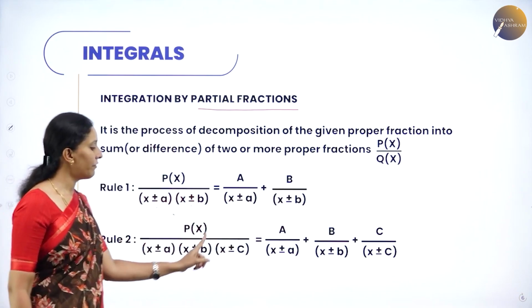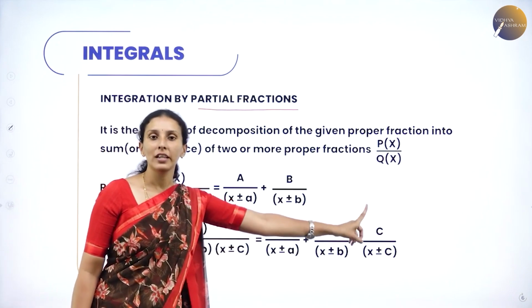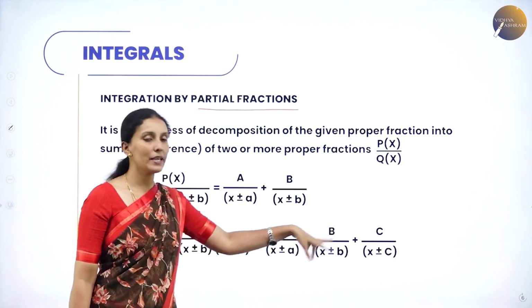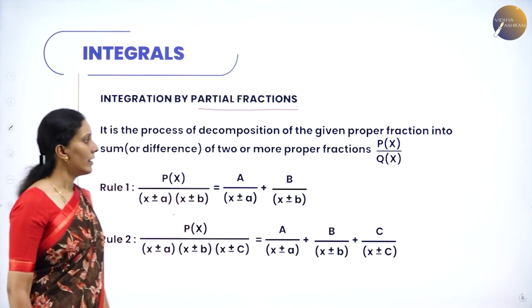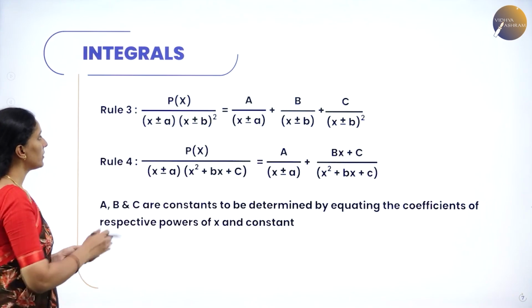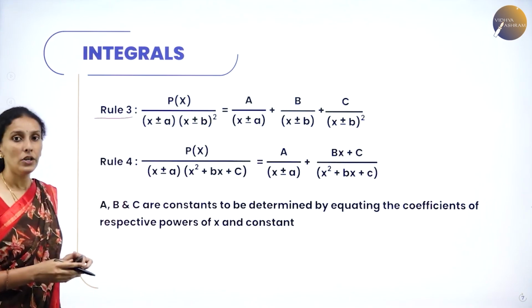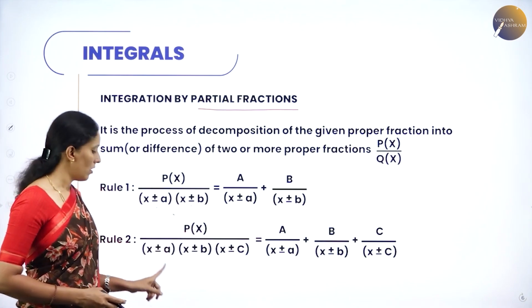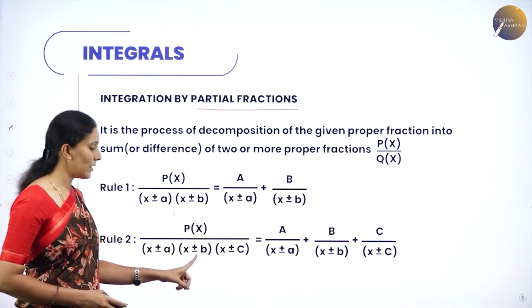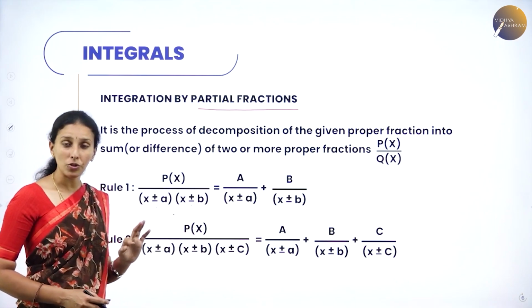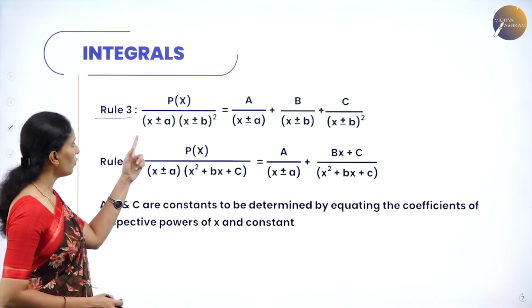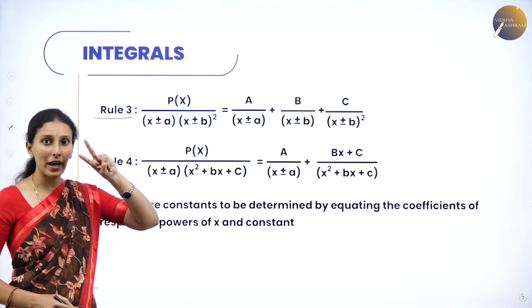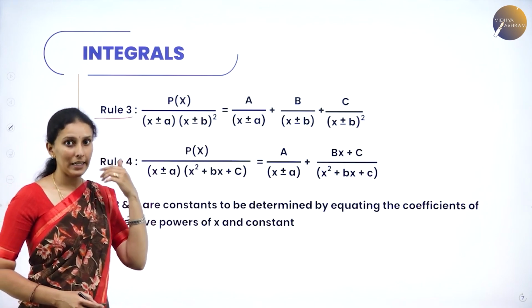Next, when you have three factors, split into three fractions. So you will get a, b, c, which are constants. Next one, see here, rule 3 is very important again. Previously, you didn't have any repeated factors. x plus a is one time, x plus b is also one time, x plus c is also one time. But here in rule 4, you have x plus b two times. So you have a repeated linear factor.